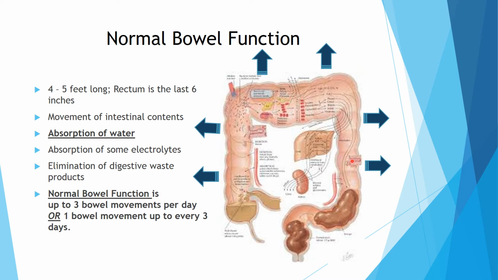As this water is being pulled back into the body, you'll find that the stool will go from a liquid waste to a soft form stool, somewhere between a type 3 and a type 5. You're going to learn more about these types when you're working with your biofeedback nurse. So let's talk about what normal bowel function is. It's actually a range, and that can be anywhere from having up to 3 bowel movements per day, or at least 1 bowel movement once every 3 days.